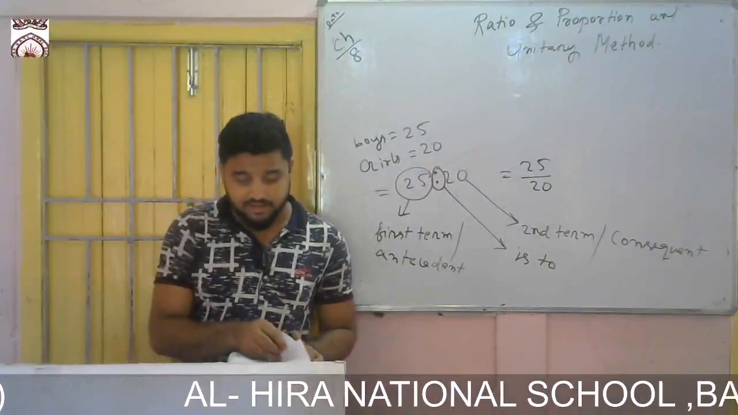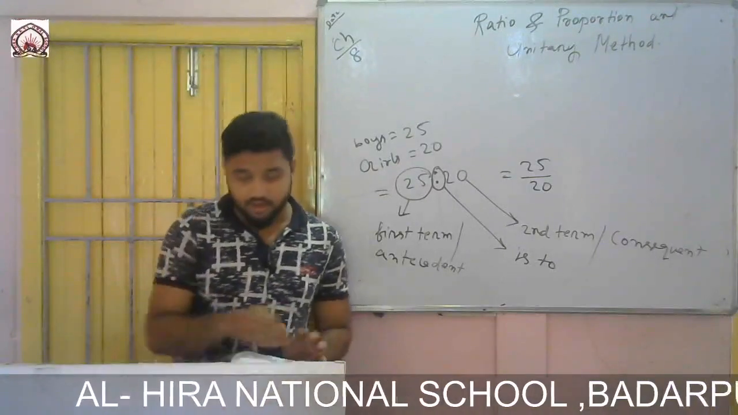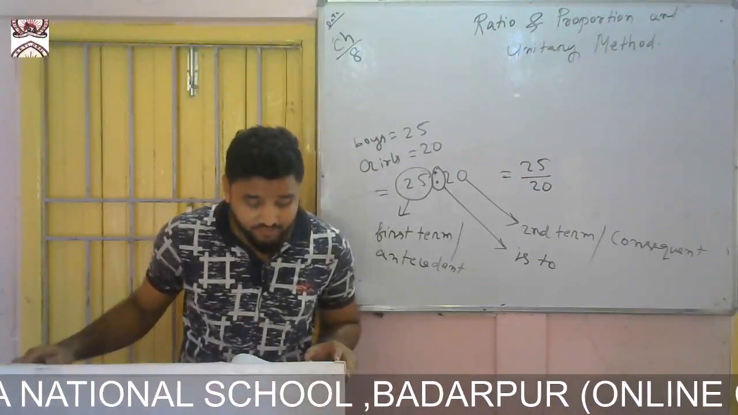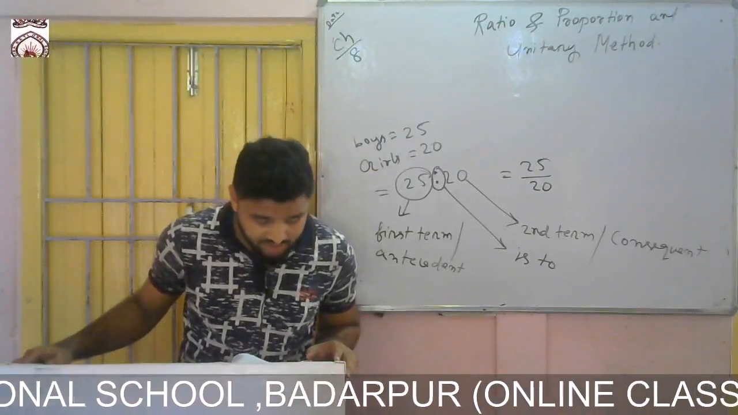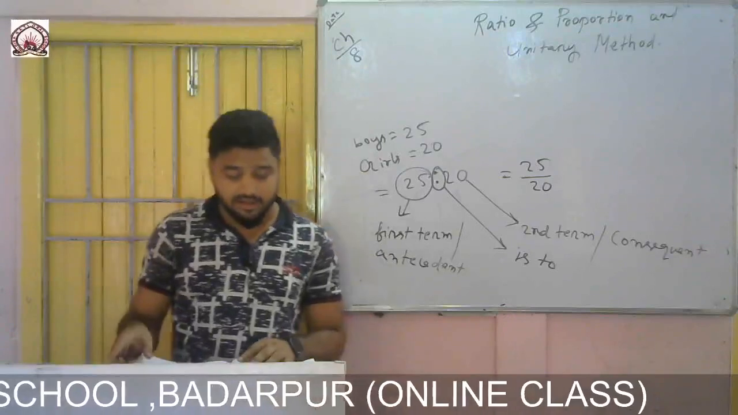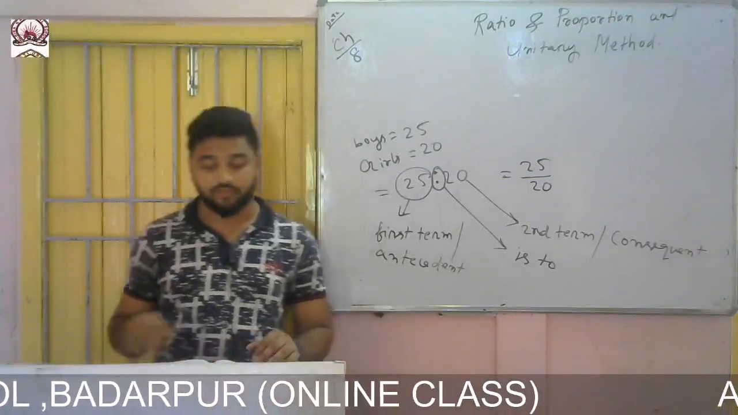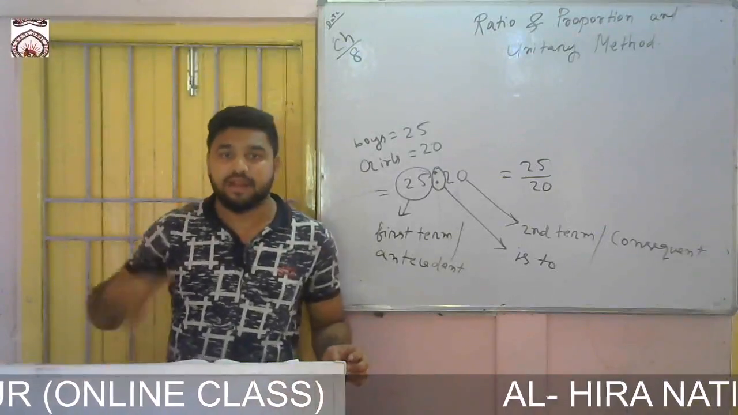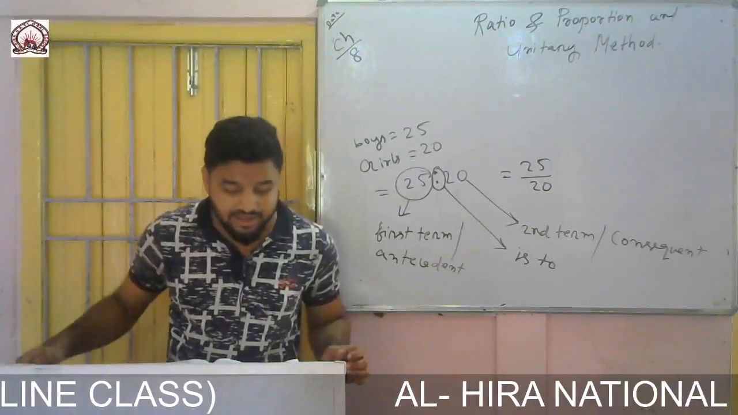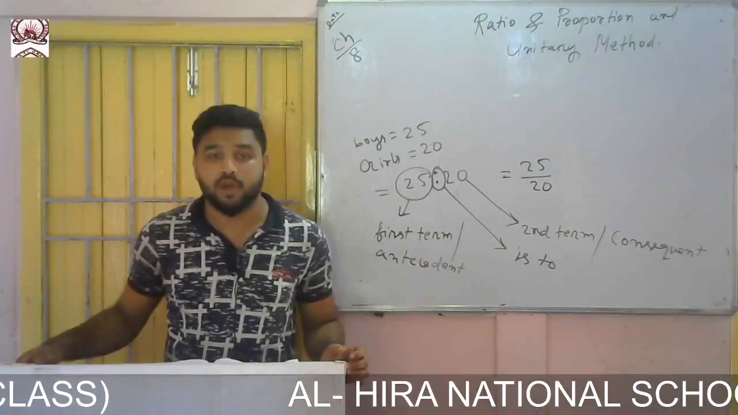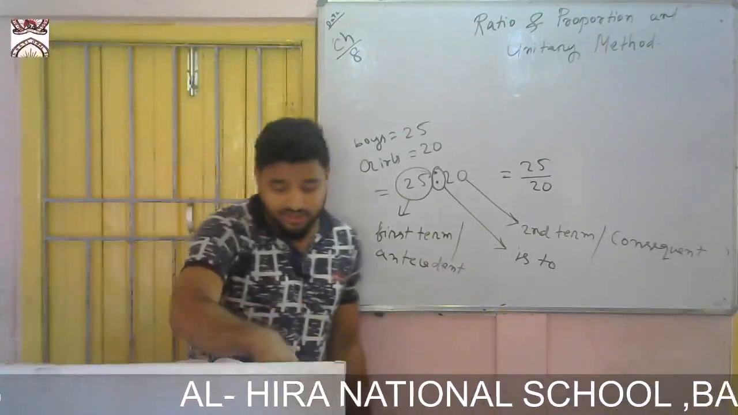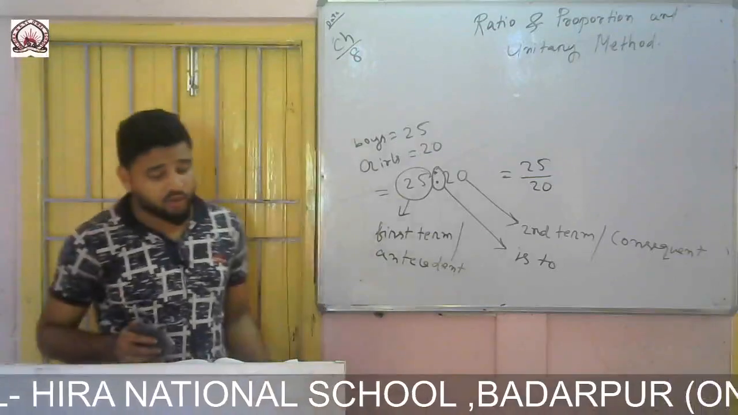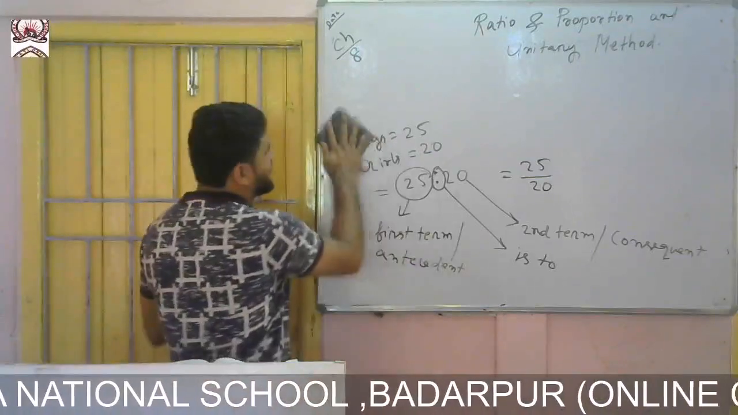Now let's begin with the exercise. See exercise 8A. Express each of the following ratios in the simplest form, that means just by dividing, making them in the lowest terms. So the first one: 28 is to 63.